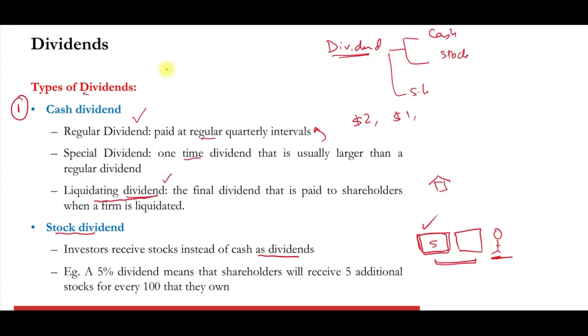For instance, a 5% dividend means that a shareholder will receive 5 additional shares for every 100 stocks he owns, right? So for instance, here he has 100. If it is a 5% dividend, he will receive 5 more shares, so he will receive 5 extra shares. If he wants to sell, he can sell, no problem. So this is one form of dividend. That is, dividends come in the form of cash dividend and stock dividend.